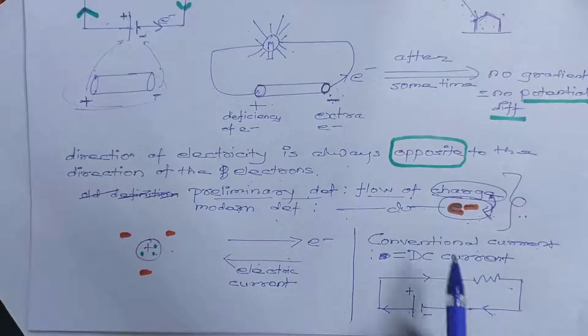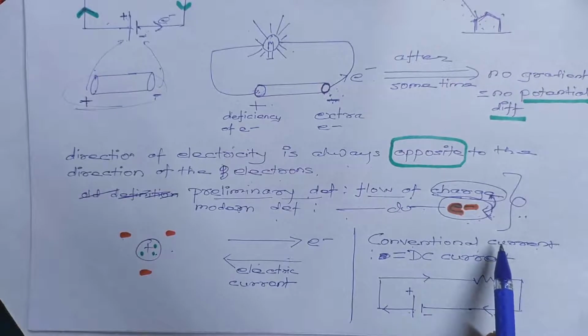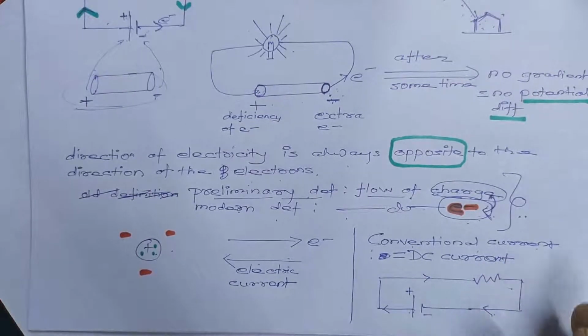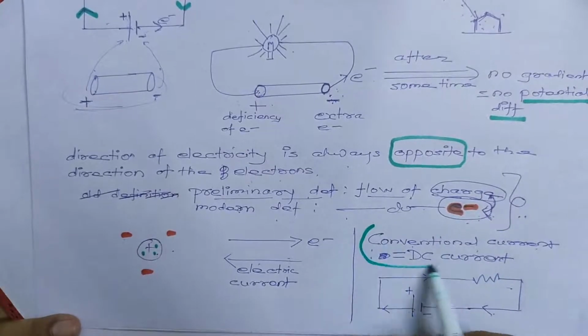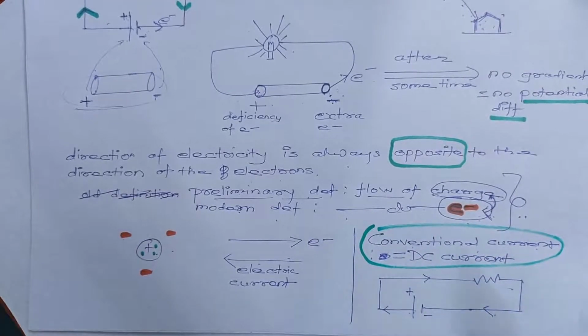That means if we are talking about a DC current, we are talking about conventional current. Simple conventional current. This is a keyword, a key takeaway, you can say. Conventional current is simply the same as DC current, which flows from the positive terminal of the battery to the negative terminal of the battery.